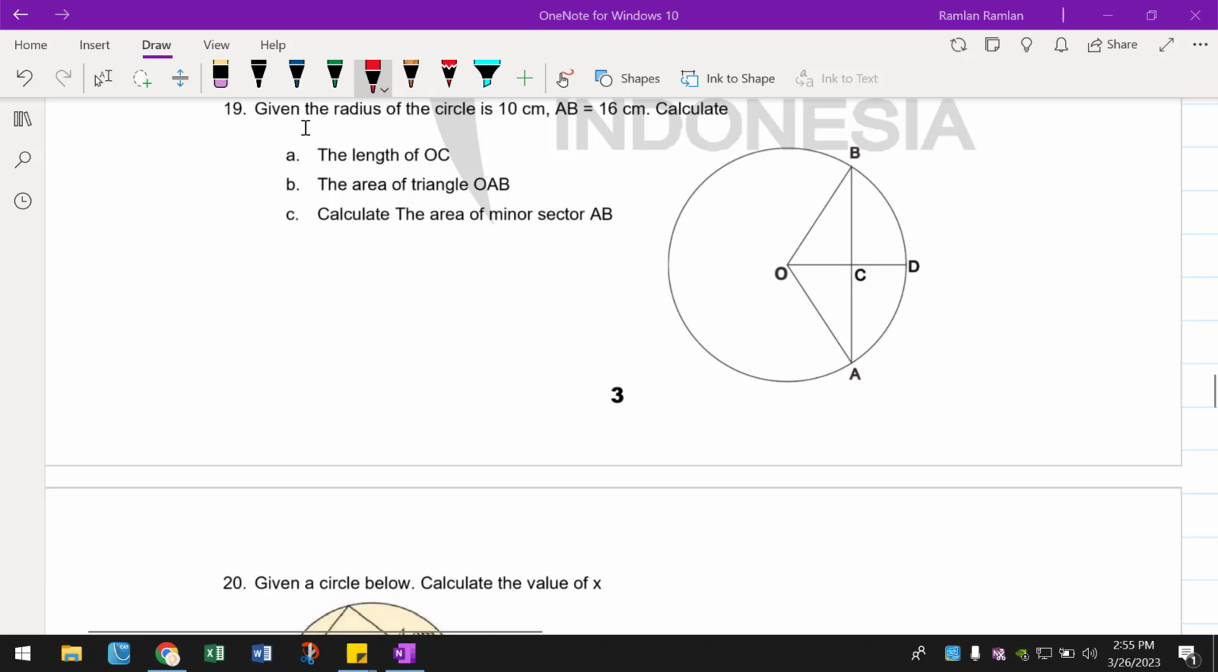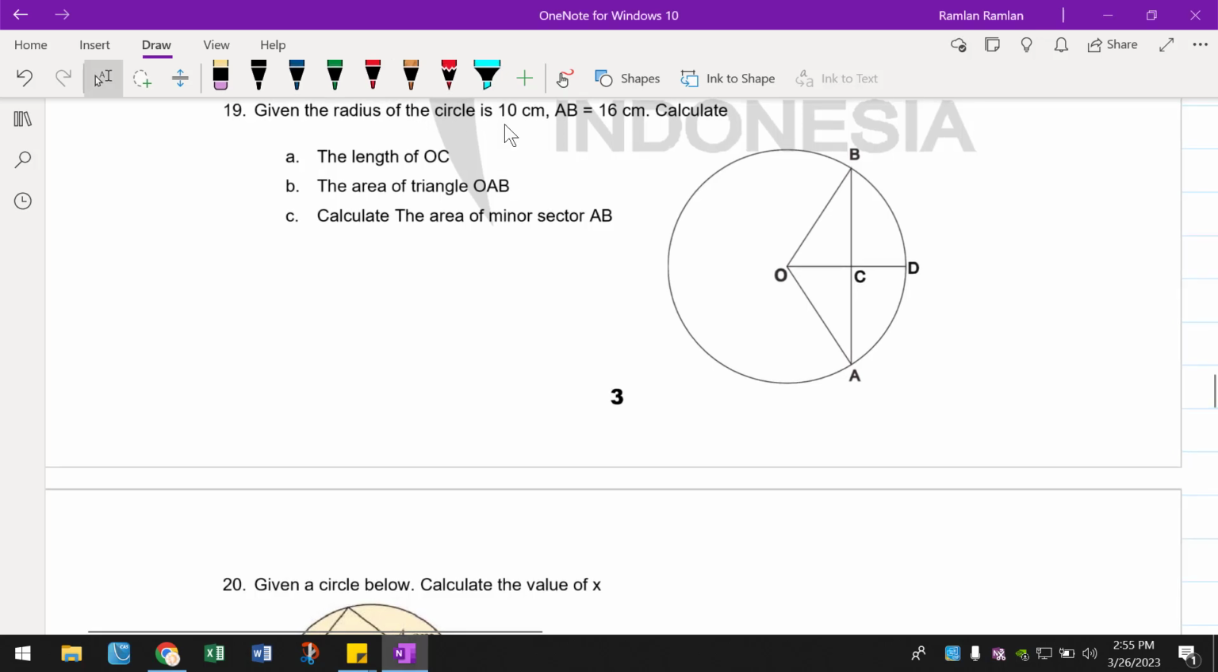Okay, number 19. Given the radius of the circle is 10 centimeters and line AB is 16 centimeters, calculate the length of OC. So we have 3 questions here. Let's do it one by one. Again, guys, before you do anything, it's a good idea to write down what is given in the question and then put it into the image. Here we have the radius, which is 10. The radius is from O to B, and also from O to A and also from O to D, right? So I'm going to put it here. 10 centimeters over here. This is also 10 centimeters.